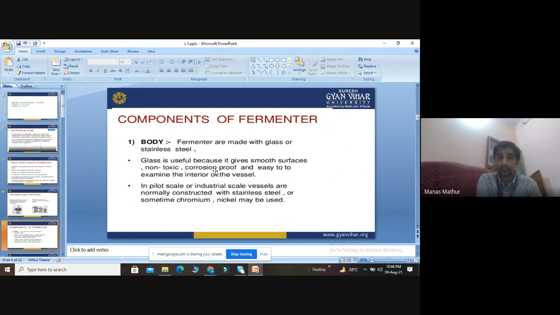At large industrial scale, vessels are normally constructed with stainless steel, and sometimes chromium or nickel may also be used. But glass is preferred because it is corrosion free, non-toxic, provides a very polished smooth surface, and we can easily observe what kind of reaction is going on inside the fermenter. So this is the general body structure of the fermenter.